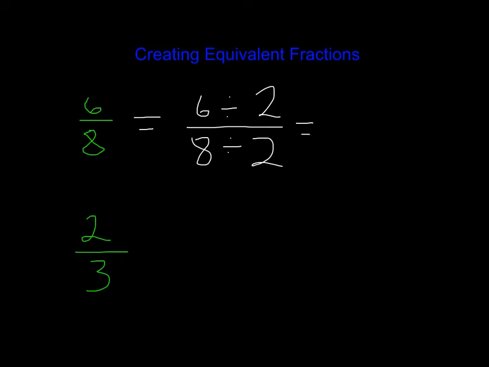So now I can divide, and I have 6 divided by 2. 6 divided by 2 is going to be 3. And I have 8 divided by 2, and 8 divided by 2 is going to be 4. So my equivalent fractions are 6/8 and 3/4. Now, the other way in which we can do it is we can multiply. However, we want to make sure that anything we multiply or divide, we must do the same number to both the denominator and the numerator.